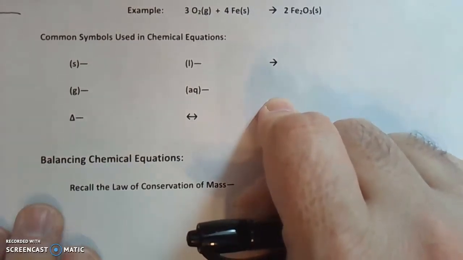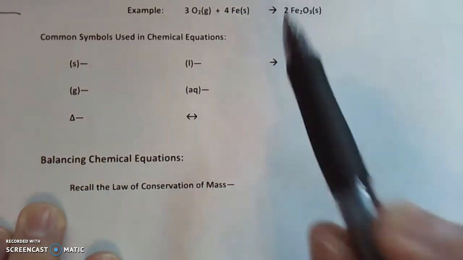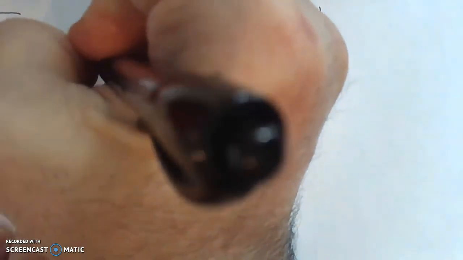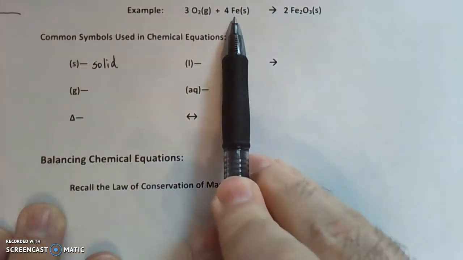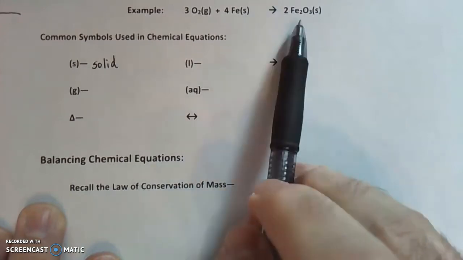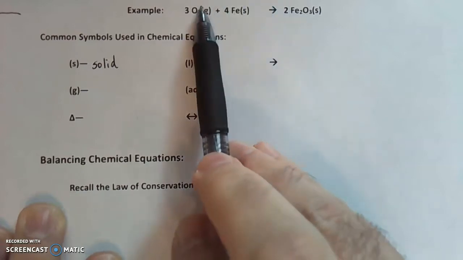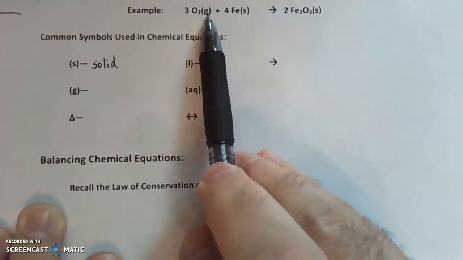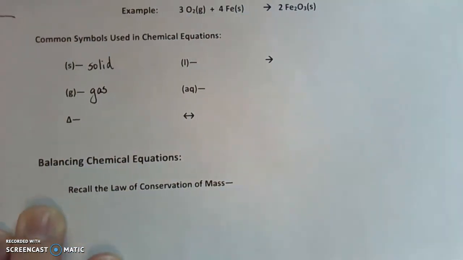So if there is an S after something, that is going to stand for solid. So in our iron, we had solid iron, and then we have solid ferric oxide. But you can see that oxygen has a G after it, which you can probably guess is going to mean that we have a gas present.